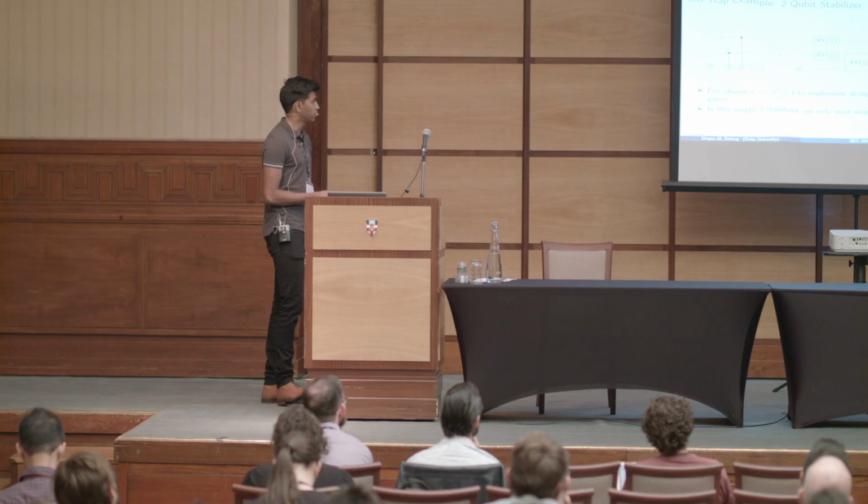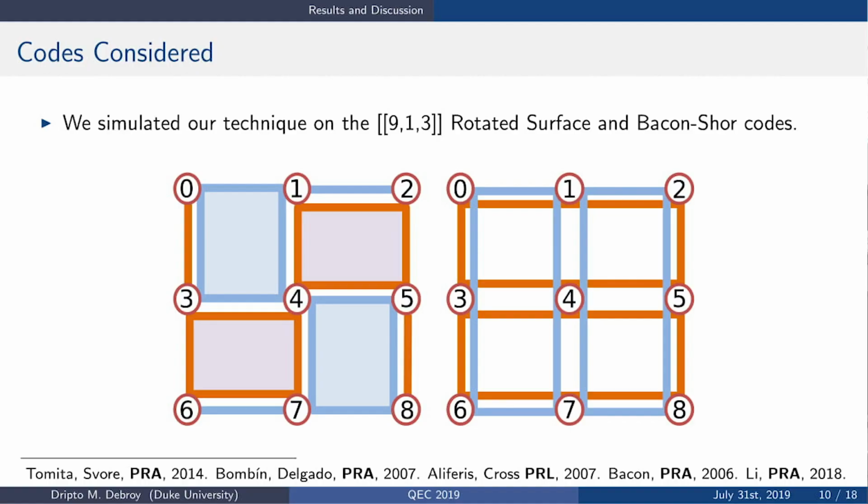All right, so with this, we're going to start looking at some results. We look at two codes, the 913 rotated surface code and the 913 Bacon Shore code. The surface code is looked at in these papers by Tomita and Svore, along with Baum and Delgado. Bacon Shore has been looked at by Dave Bacon, of course, Alafaris Cross, and many others as well. Things to notice here are that the surface code is an LDPC code, so it has very small stabilizers. That means that no matter what distance you're trying to slice to, you can still have only weight 2 and weight 3 body operations in order to implement our technique.